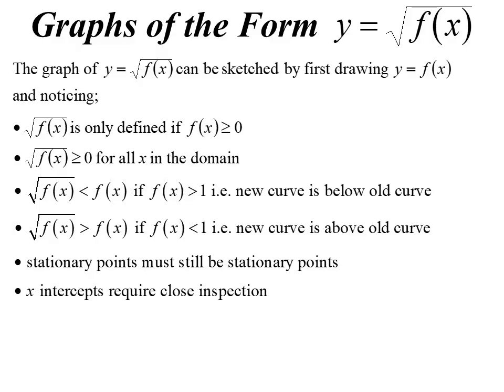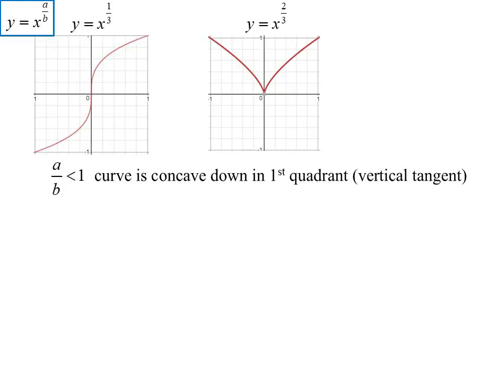The x-intercepts. Now this is where we need to think about this very carefully. Let's look at this. Y equals x to the power of a on b. I've drawn two graphs there. X to the power of a third and x to the power of 2/3. Both of those powers are less than 1. What is similar about those two curves? And it's this. They're both concave down in the first quadrant, and you have a vertical tangent.